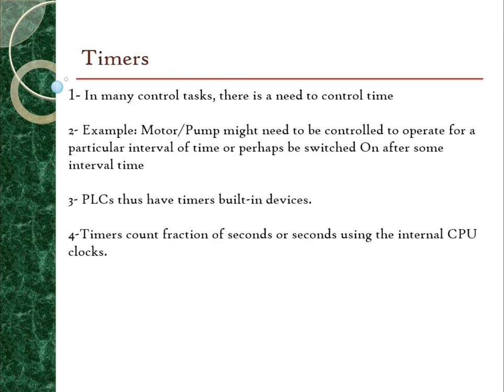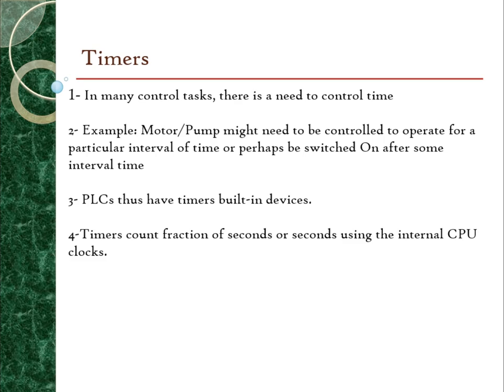In many control tasks, the timer is really important to control time of certain process and action. For example, a motor pump might need to be controlled to operate for a certain interval time, or perhaps to be switched on and off after some interval time. In PLC programming, there are timers, which are built-in devices in the PLC that you can choose from the memory. And then how does this timer do the counting?